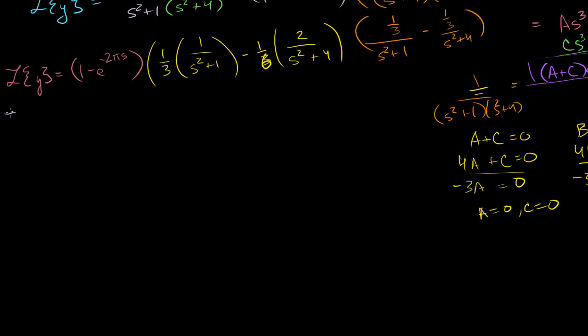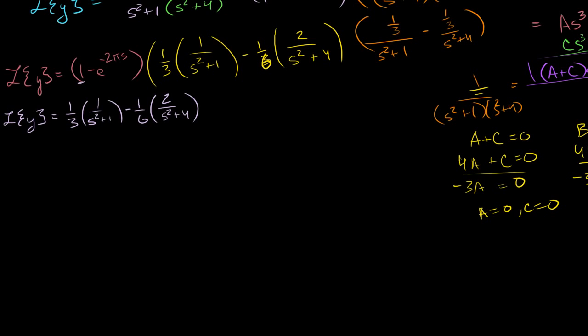We can write the Laplace transform of y is equal to, I'm just going to multiply the 1 out, and then I'm going to multiply the e to the minus 2 pi s out. So if you multiply the 1 out, you get 1/3 times 1 over s squared plus 1. I'm just multiplying the 1 out. Minus 1/6, these are all the 1's times the 1, times 2 over s squared plus 4. And I'm going to multiply the minus e.